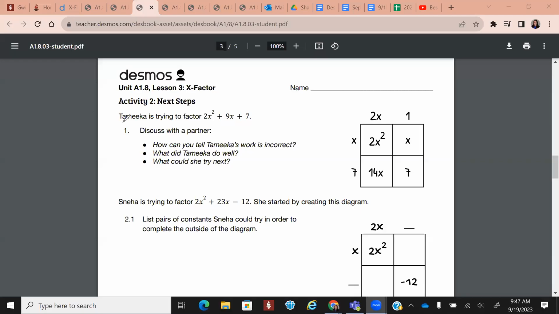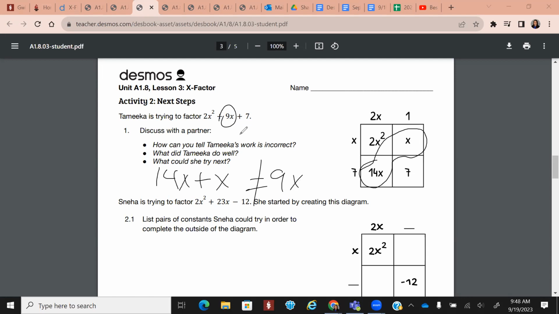So, Tamika is trying to factor this out. How can you tell that Tamika's work is incorrect? It's incorrect because the 4x and plus x is not 9x. Okay, so 14x plus x is not equal to 9x. The 9x comes from that b term, right?